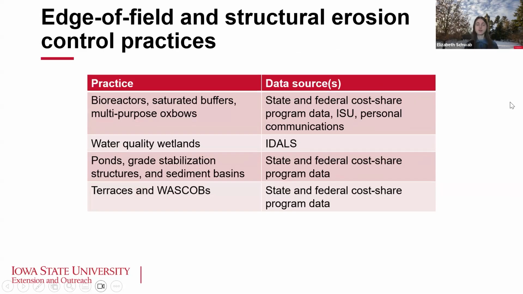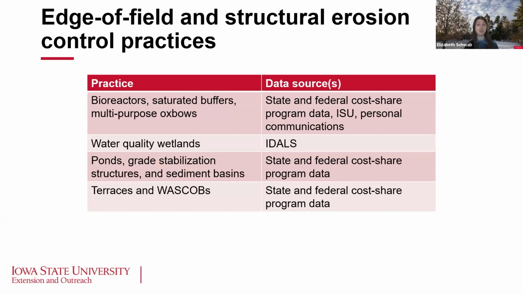And for our edge-of-field and structural erosion control practices, we have, as I showed previously, bioreactors, saturated buffers, and multipurpose oxbows, which right now are practices that haven't been adopted in huge numbers. They're sort of more up and coming. And so right now we feel pretty confident that the numbers that we have up there are pretty close to the actual number of practices that are on the landscape. Based on the fact also that a lot of these, in contrast to infield practices, are practices that are expensive to install. And so people are likely relying on programs.